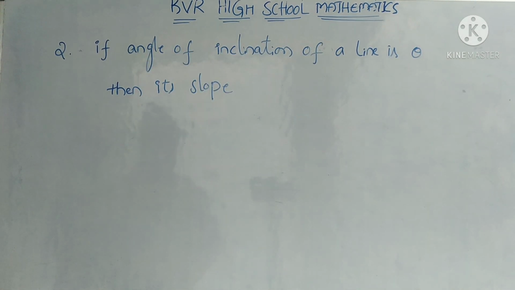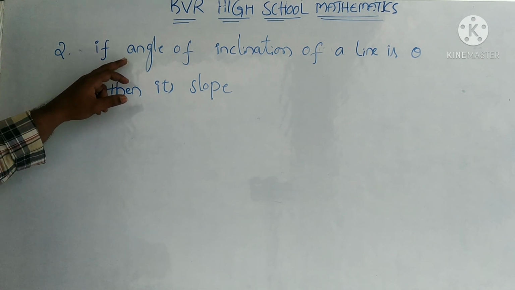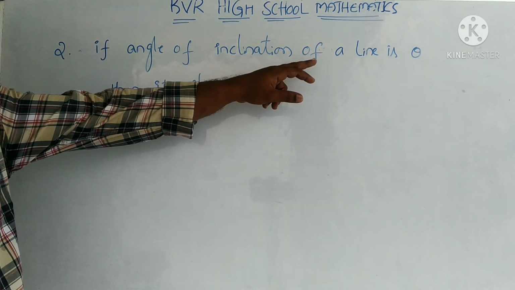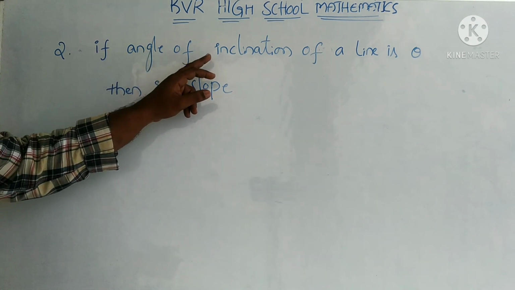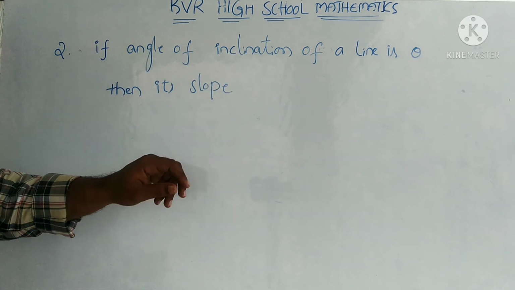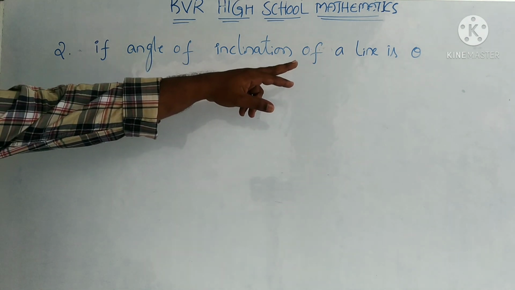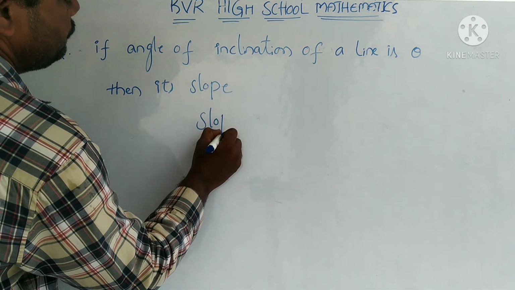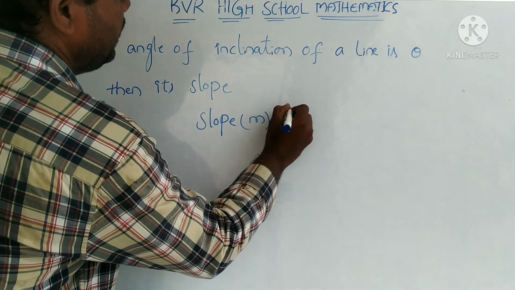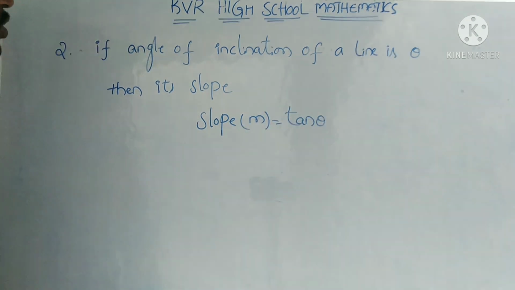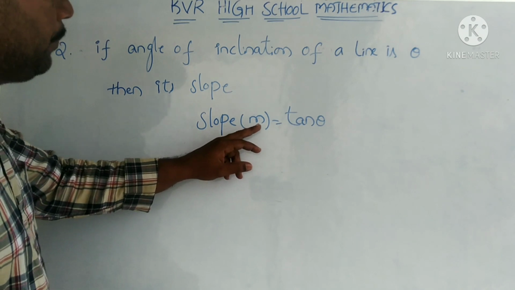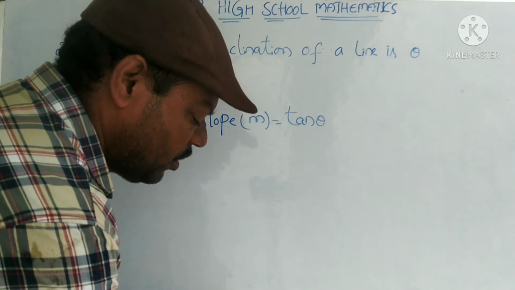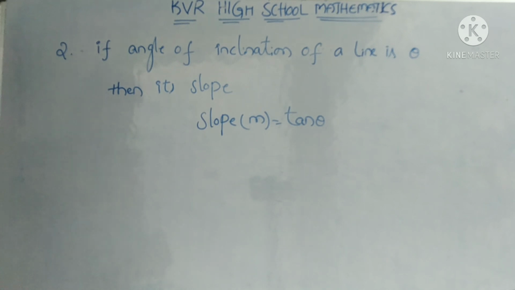Now the second question. Once read the question. If the angle of inclination of a line is theta, then its slope is? Inclination is given as theta, and the slope direct formula you know very well: m equals tan theta. Slope of the line is tan theta because theta is the inclination of the line. Okay, direct.